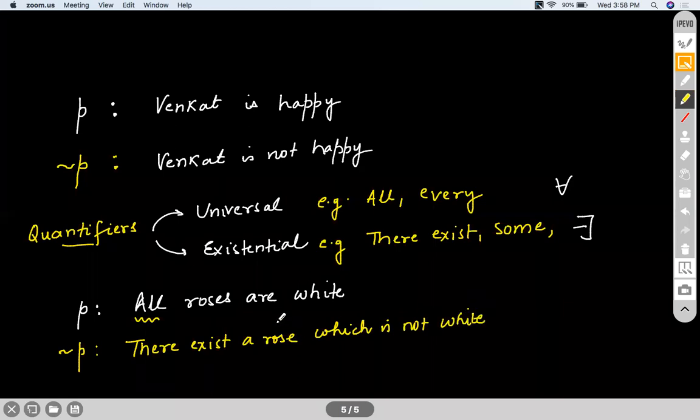Or you can say it in various ways. Some roses are not white. Not every rose is white. Not all roses are white. Are you getting my point? So please note, never say the negation of a statement containing a universal quantifier like all roses are white is all roses are not white. If you say that, it will be marked wrong. Why? Basically, if you are able to show one rose which is not white, then you have negated this statement. You don't have to say all the roses are not white.